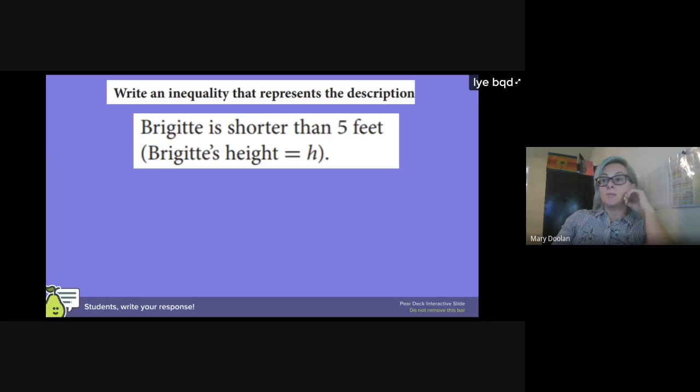And it is possible to use either the less than symbol or the greater than symbol. You can really use either one as long as you put your h and your 5 on the correct sides. If you use the less than symbol, it has to be one way, and if you use the greater than symbol, it has to be the other way. It has to make sense if you replace the h with a number that is less than 5.